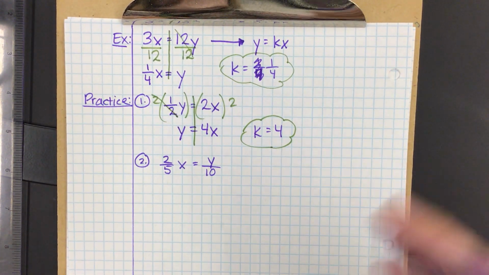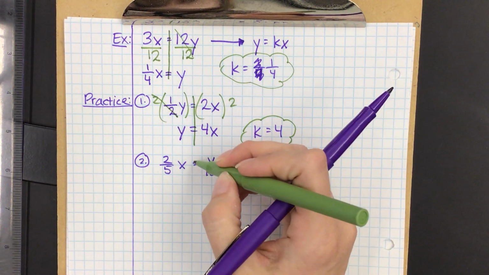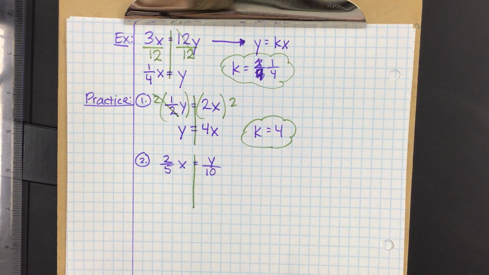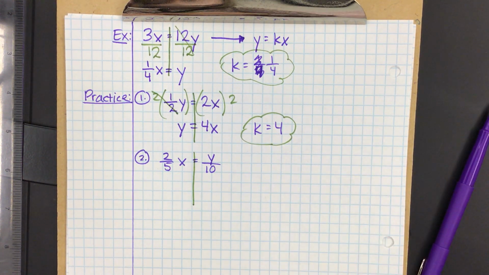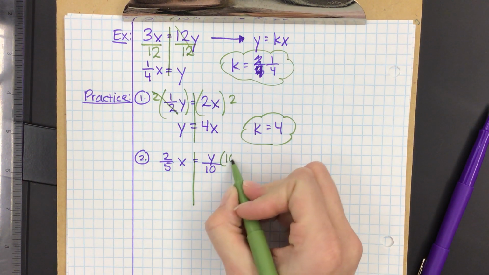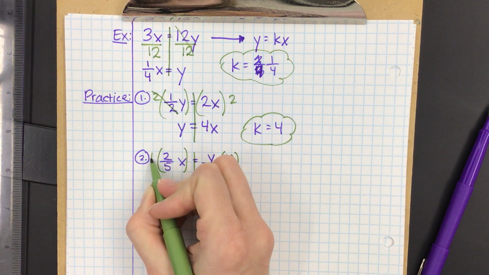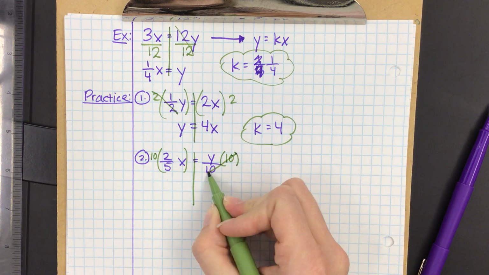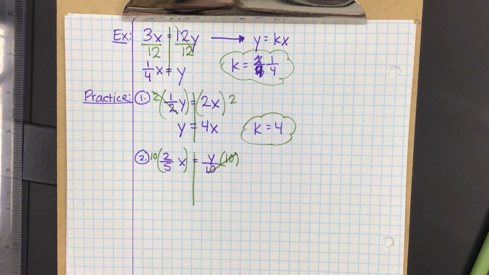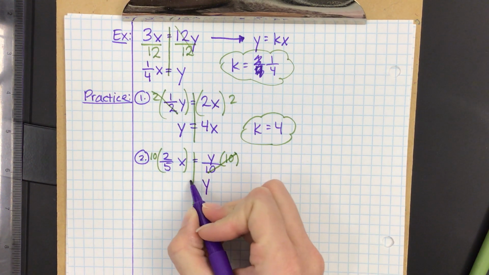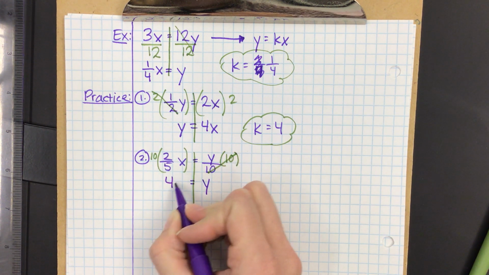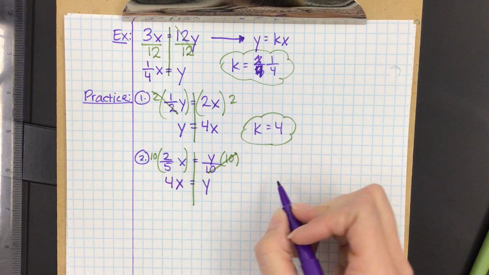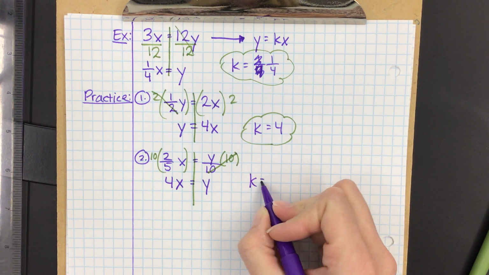Okay, next one. We want to get y all by itself. We're dividing by 10. The opposite of dividing by 10 is multiplying by 10. So I'm going to do that here and over here. 10 divided by 10 is just 1, so you're left with y. And then 10 times 2 is 20. 20 divided by 5 is 4. So we have another one where our constant of proportionality is 4.